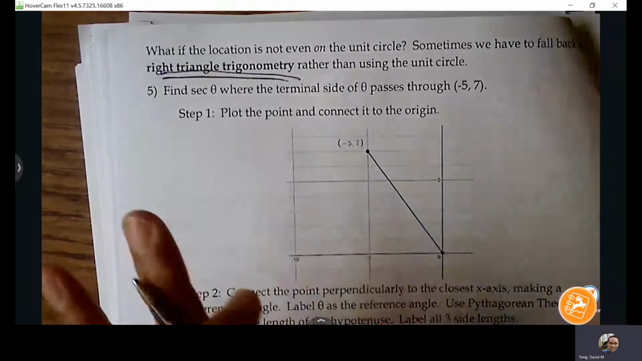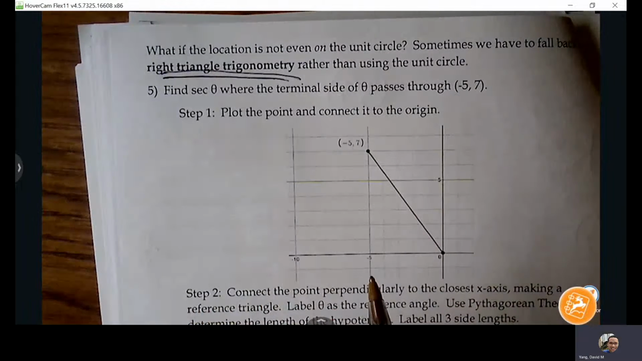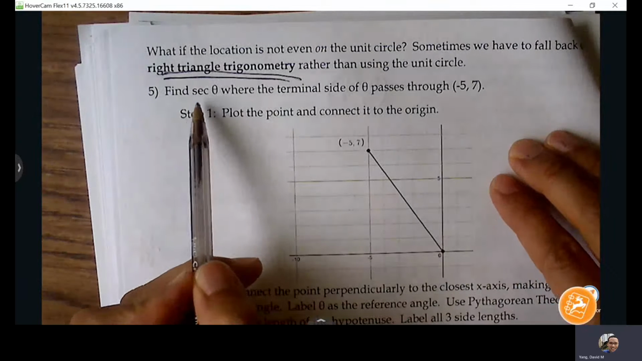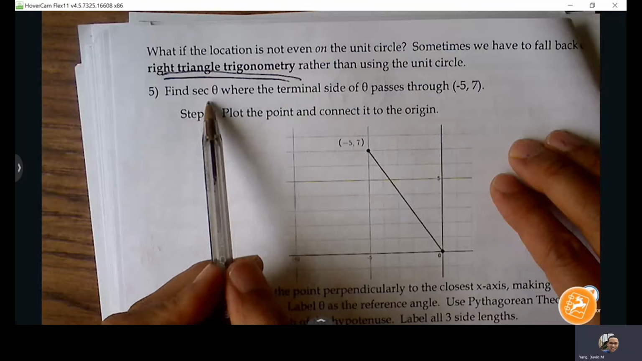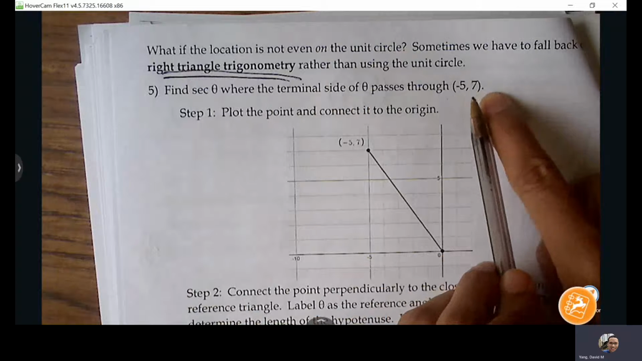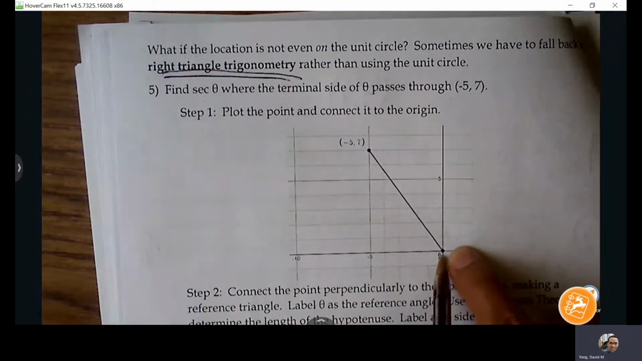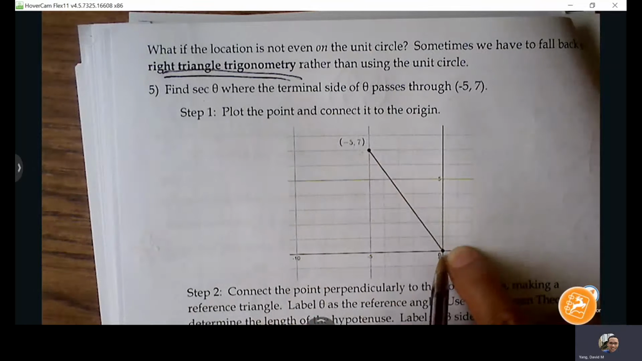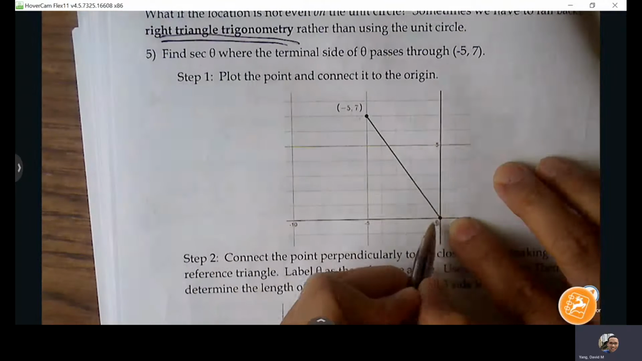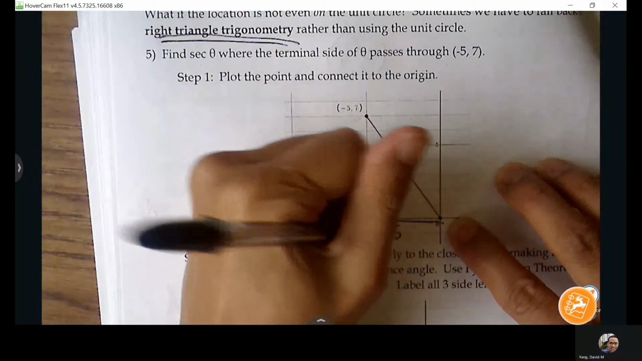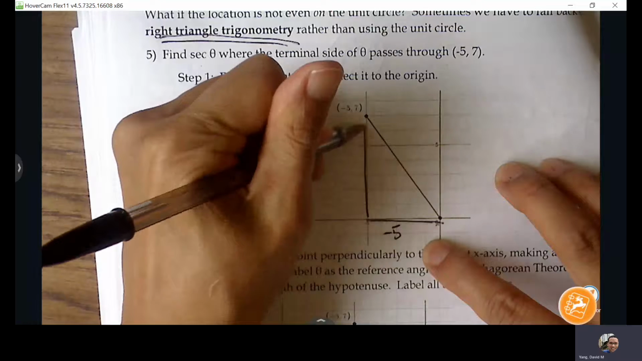But it's not difficult, but we do need to make sure that we are drawing our triangles correctly. That's the biggest thing. So number 5 says, find the secant of theta where the terminal side passes through (-5, 7). We're going to start at (0, 0) and identify the ordered pair (-5, 7). Understand that's in the second quadrant, and then we're going to see if we can make our path towards that ordered pair. So I have to go -5 over to the left. I have to go up 7 units.